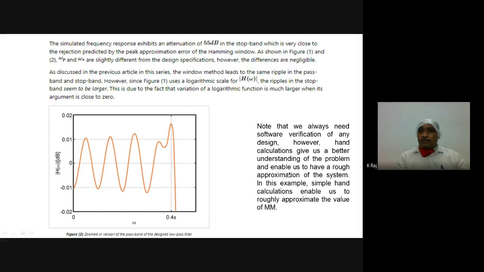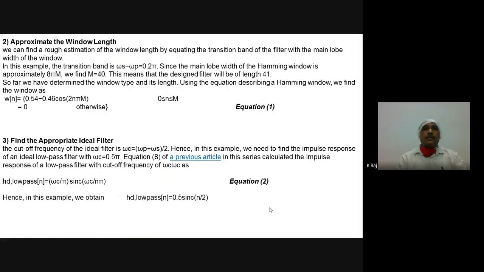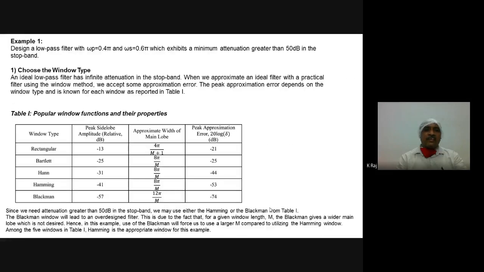So here it enables us to have a rough approximation of the system, and in this example, simple hand calculations enable us to roughly approximate the value of M. It is the single capital M here. Due to the approximation and during the selection of the window, we have selected the Hamming window that has an attenuation of 53 dB in place of more than 50, and we have also seen that the Blackman has the larger attenuation, which is closer to our requirement, but we have not selected this one in order to design the optimal filter here.